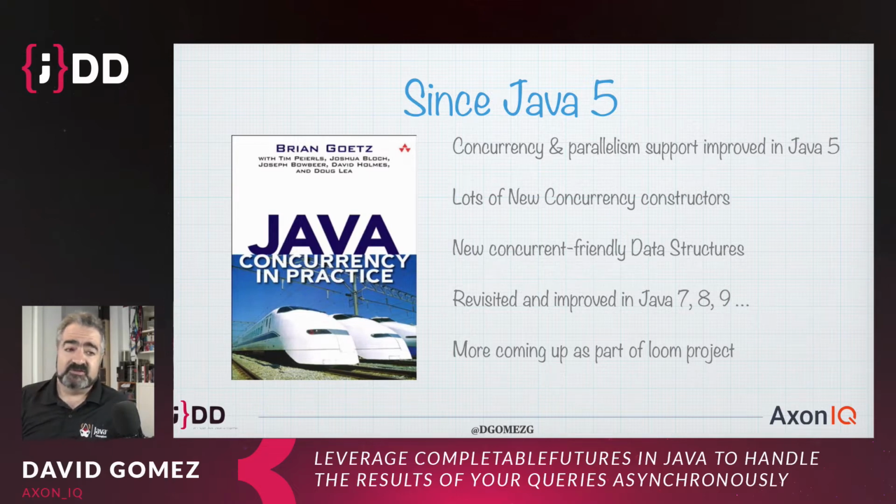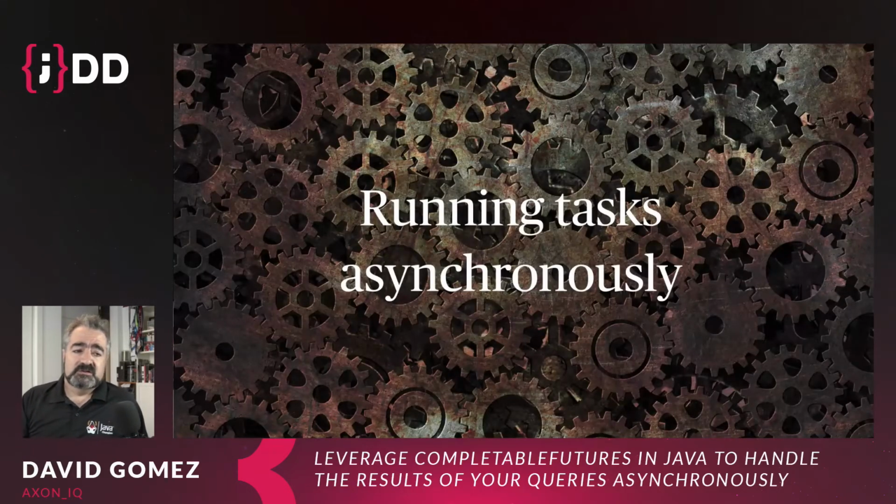In fact, in recent versions of Java, or for a couple of years now, there is a new project, the Loom project, which is focused on adding new ways of improving even more the way that we can use concurrency and threads in Java. But let's see how we could run tasks asynchronously in a better way since Java 5.